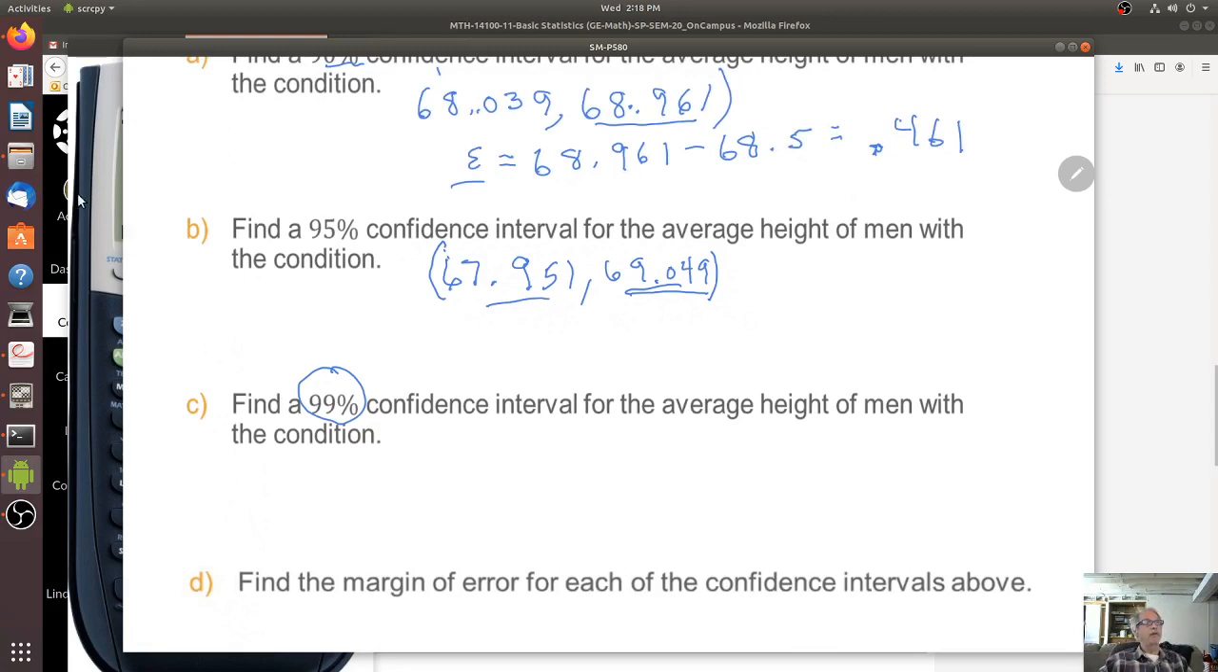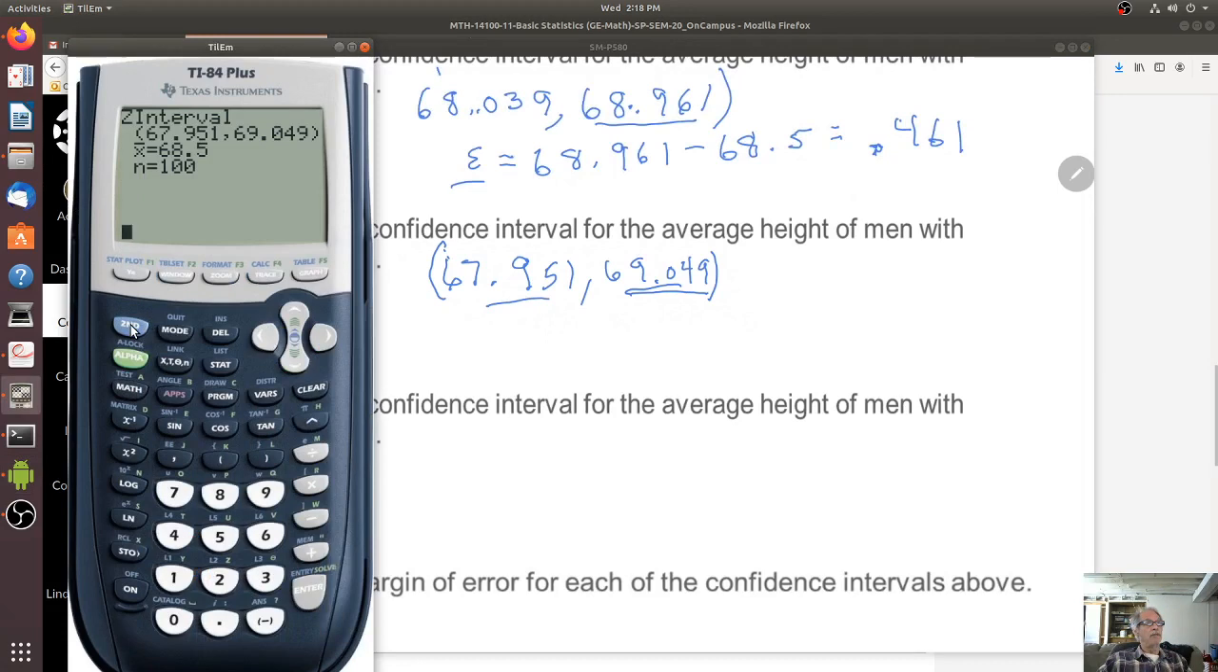Get my calculator back. I'll do second enter. No. How about stat? How about tests? How about 7? Everything's the same here except I want 99%. Even a bigger interval. It's 67.779 up to 69.221.